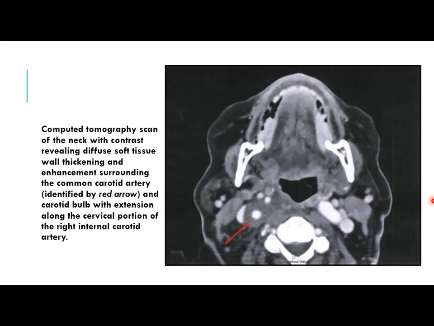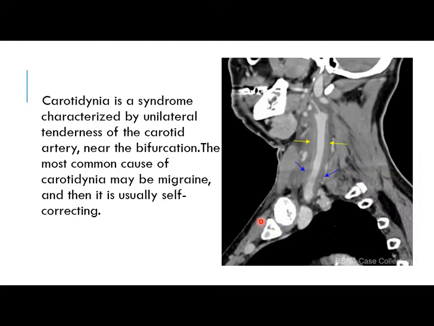Another CT scan of the neck with contrast revealing diffuse soft tissue wall thickening and enhancement surrounding the common carotid artery and the carotid bulb, and extension along the cervical portion of the right internal carotid artery. This is another case of carotidynia. This is again another case of carotidynia, which is a syndrome, unilateral tenderness, as we said, and near the bifurcation.